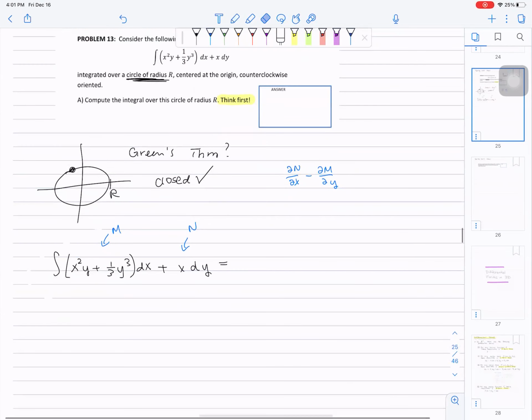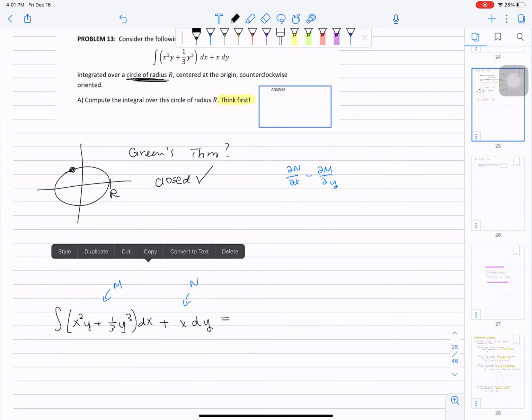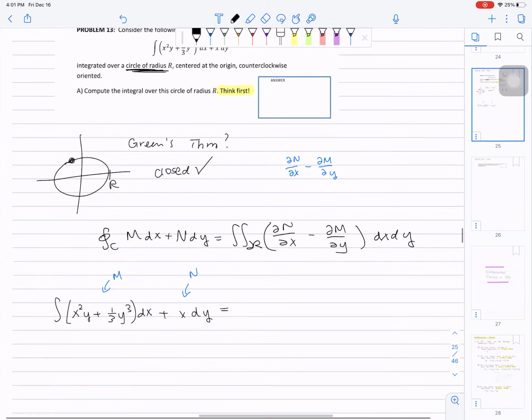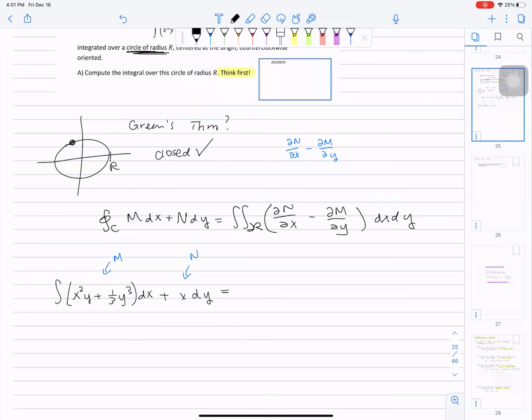Okay, maybe let me actually write this as if you were doing the exam. You would want to write the formula for Green's theorem first: the double integral of Nx minus My dx dy. Okay, and then we can say this equals the double integral of, what is N? That's x. Partial with respect to x is 1. Minus M with respect to y. That gives me x squared plus y squared. Be careful of parentheses. dx dy.